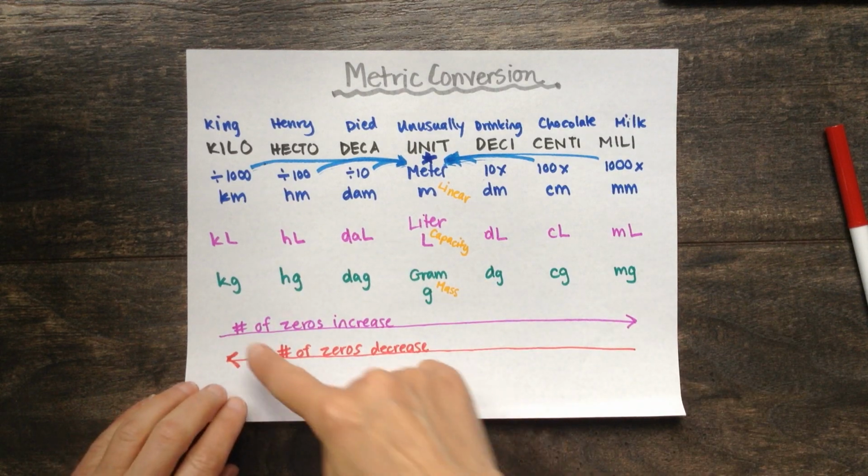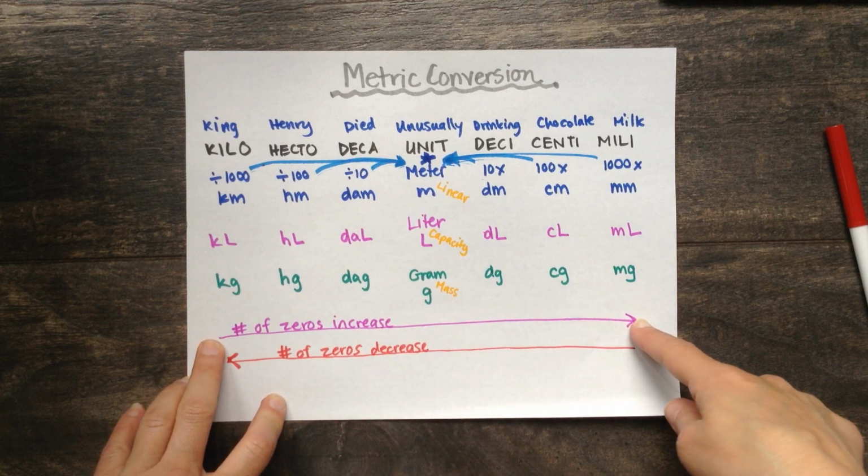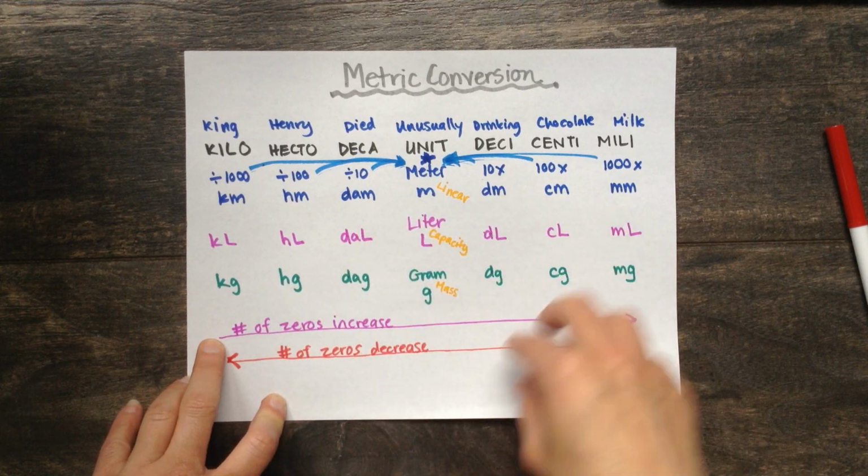All right? So I want you to think about this. If my numbers were to go this way, the number of my zeros is going to increase because the number of my pieces increases.